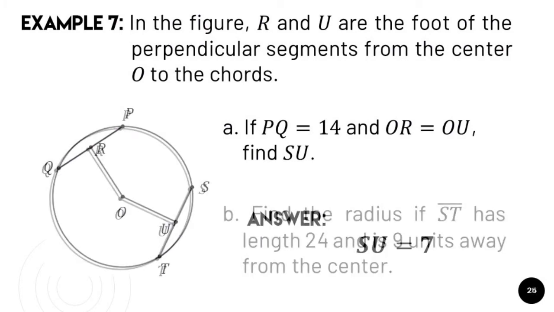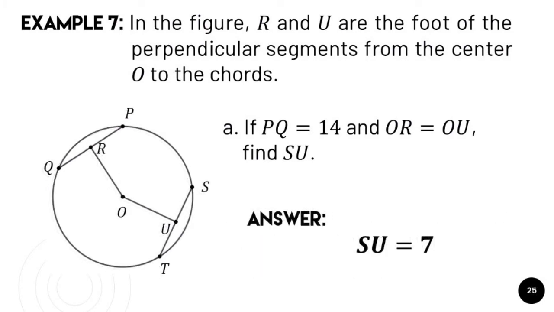Example: in the figure, R and U are the foot of the perpendicular segments from the center O to the chords. If PQ is equal to 14 and OR is equal to OU, find SU. Find the radius if segment ST has the length 24 and is 9 units away from the center.